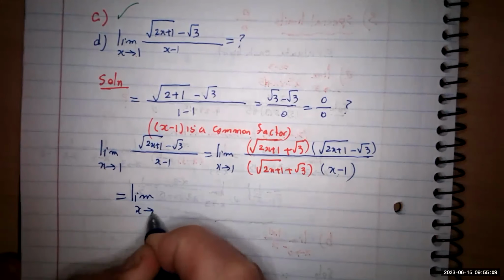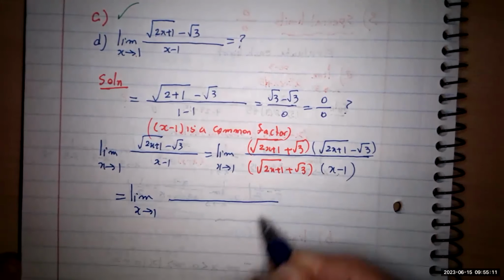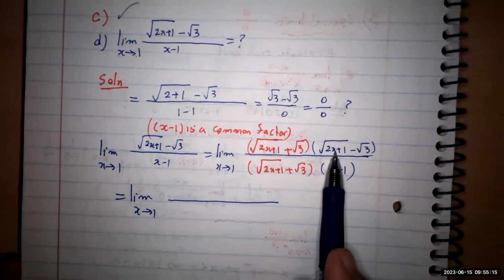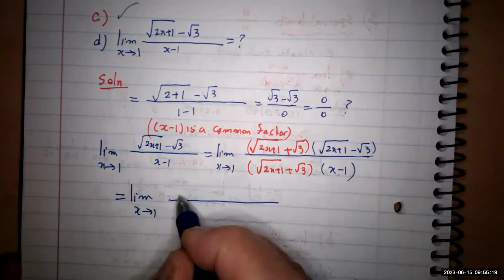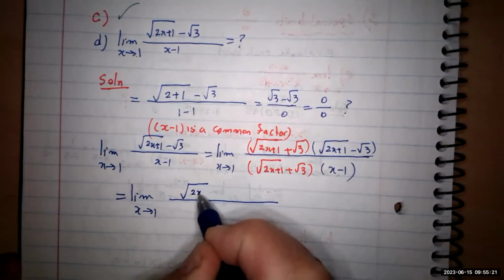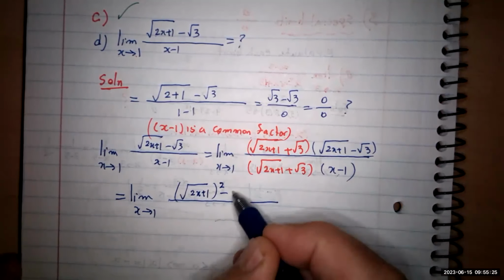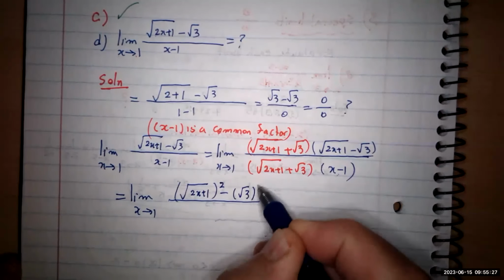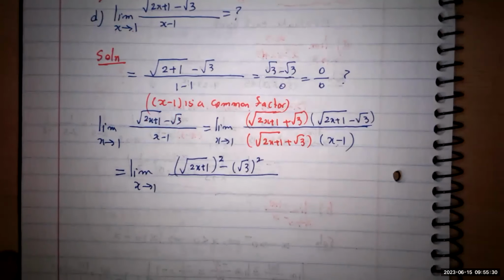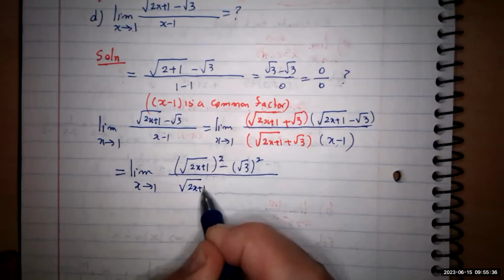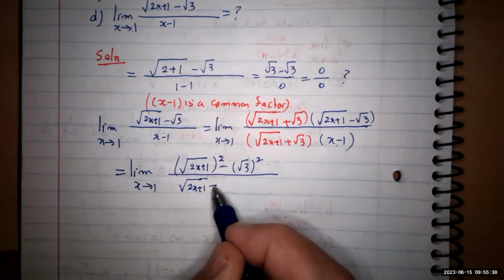Limit of x goes to 1. Remember a special FOIL method. You multiply these two together: the square of the first minus the square of the second. So it's going to be radical 2x plus 1 all squared minus radical 3 all squared. A special FOIL. Don't do anything to the bottom. Keep it as is.